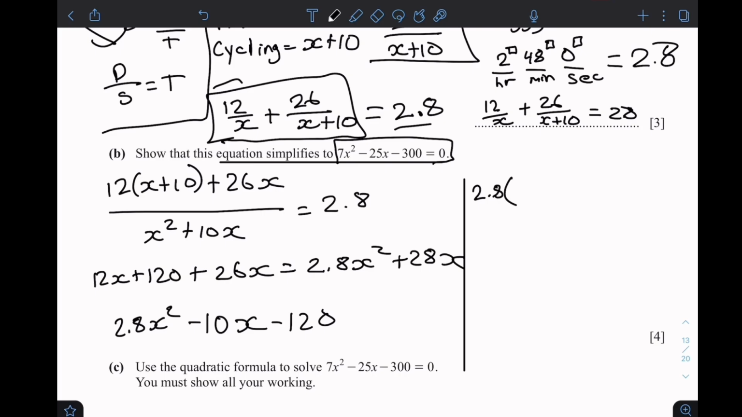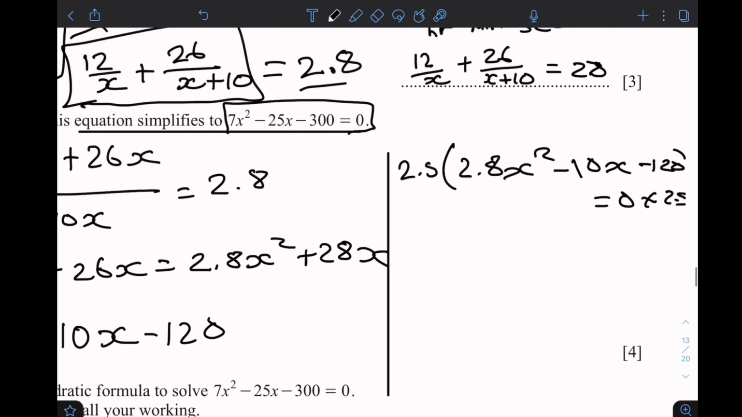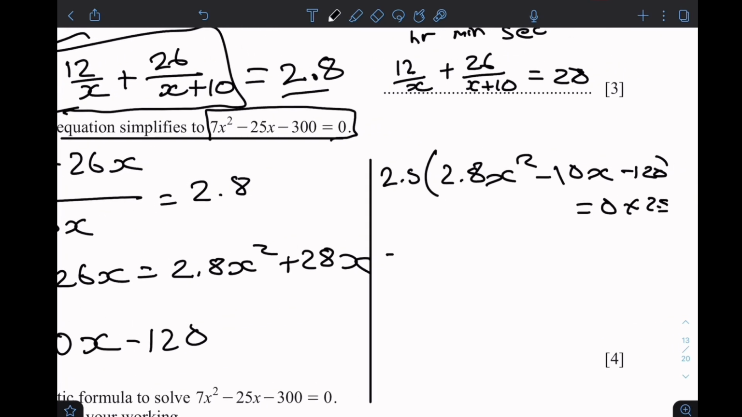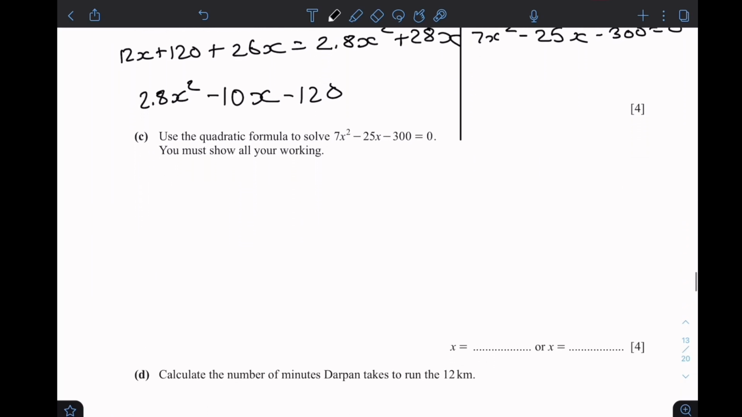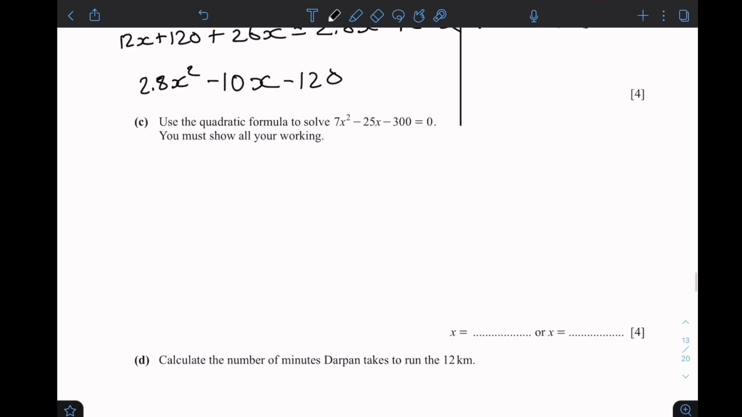So it's fine if you multiply, but you have to multiply both sides. So 0 times 2.5 equals 0. So this should equal 7x squared minus 25x minus 300, which is equal to 0, and that's what we got. So hence proven. Now you need to use the quadratic formula to solve 7x squared minus 25x minus 300.